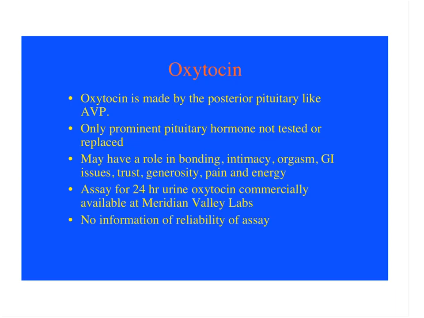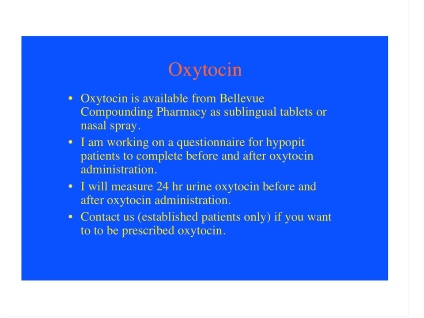And we have a lot of interest in this next topic on oxytocin. Oxytocin is made by the posterior pituitary, similar to AVP. And it's really the only prominent pituitary hormone that's not tested or replaced. Oxytocin has been suggested to have a role in bonding, intimacy, orgasm, GI issues, trust, generosity, pain, and energy. A 24-hour urine oxytocin is commercially available at Meridian Valley Labs, but I don't yet have any information on how reliable this assay is. You can replace oxytocin.